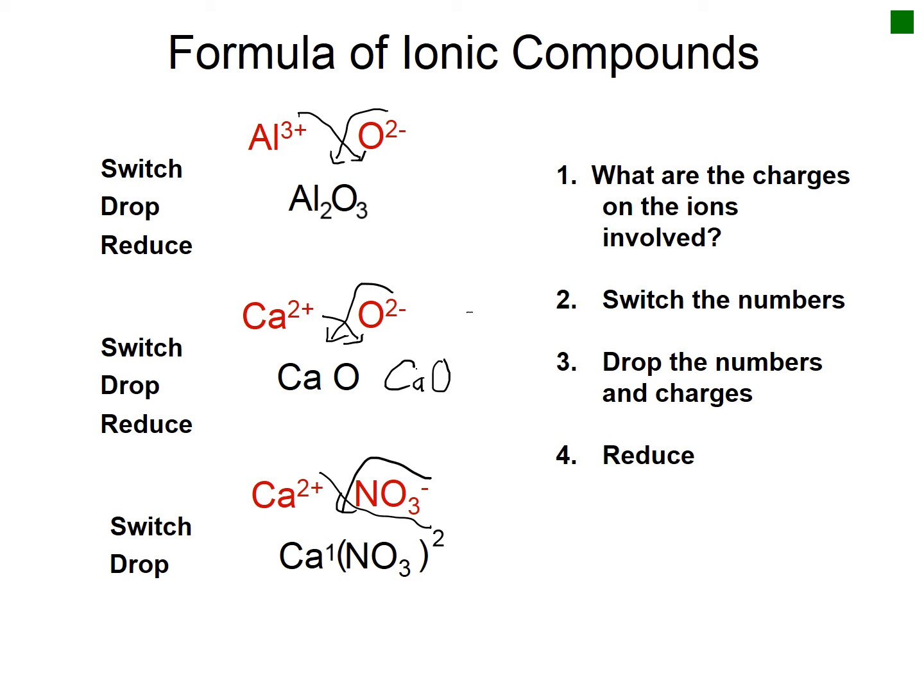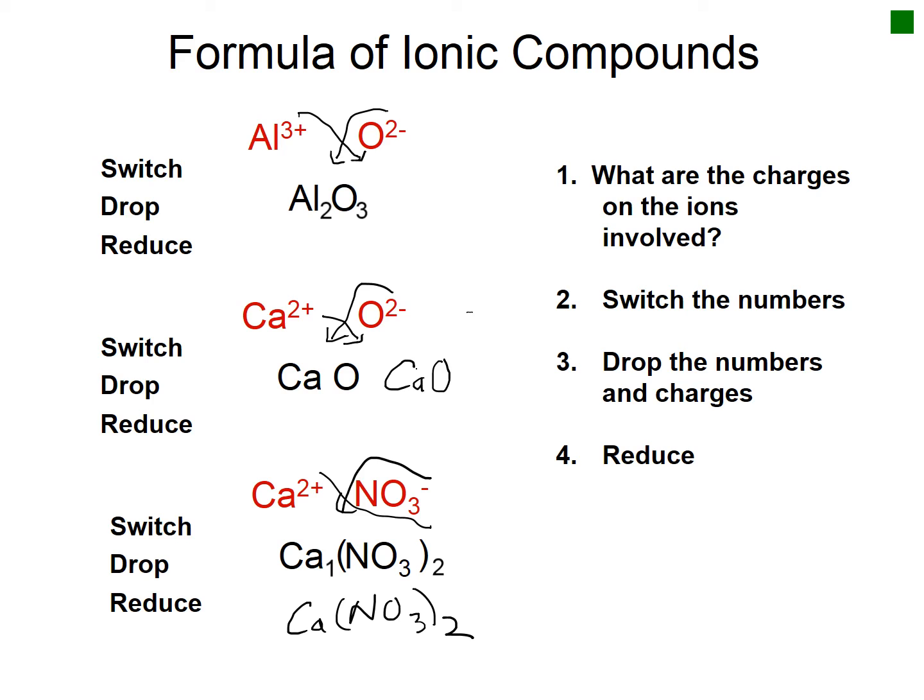When we drop the numbers down, you can see you get Ca1(NO3)2, and reducing, we can essentially leave this now as Ca(NO3)2.